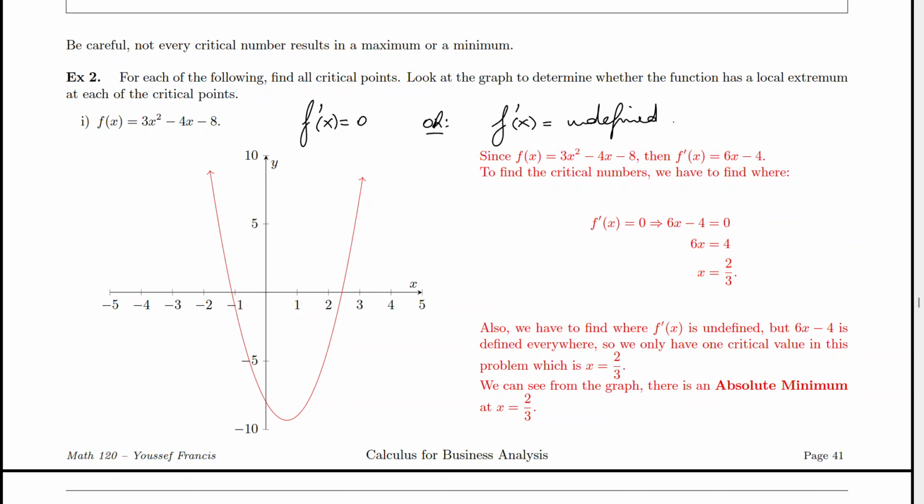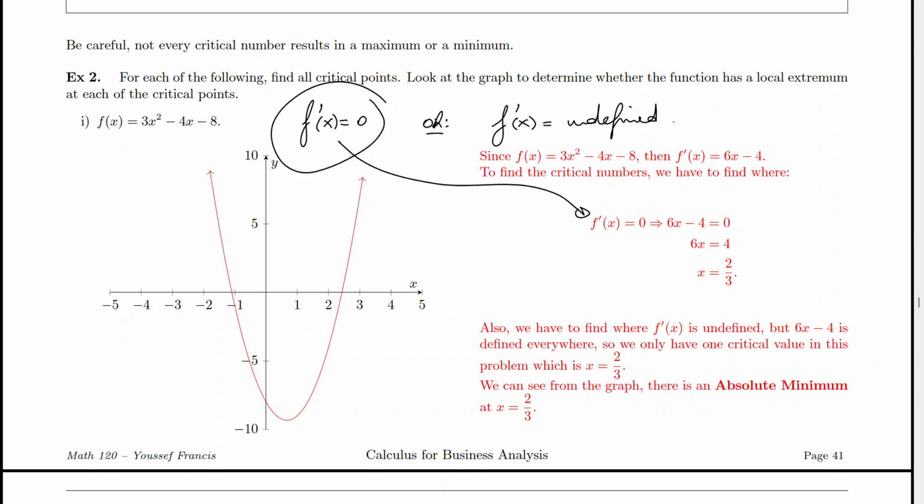Then answering these two questions: where is f prime of x going to be equal to 0, or where is it undefined? First of all, this is the equation of a line. 6x minus 4 has the form of a linear function, so it's never going to be undefined. So we can eliminate that part of the problem instantly because there won't be solutions from that. But what makes the derivative equal to 0? That requires taking the equation 6x minus 4, setting it equal to 0, then solving for x.